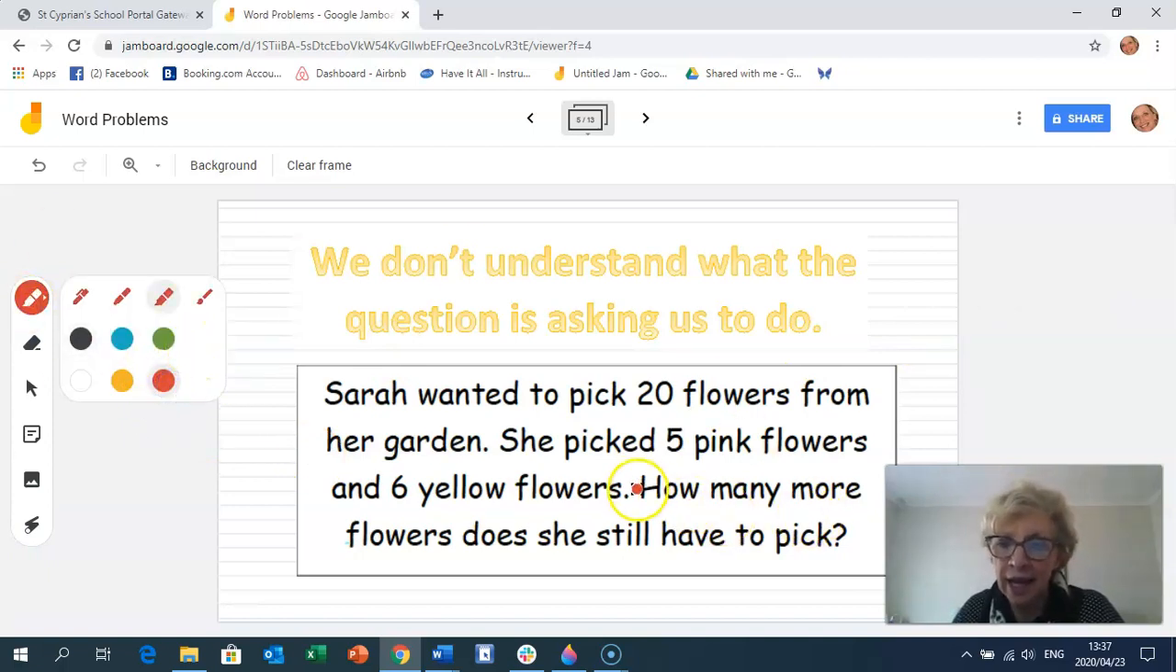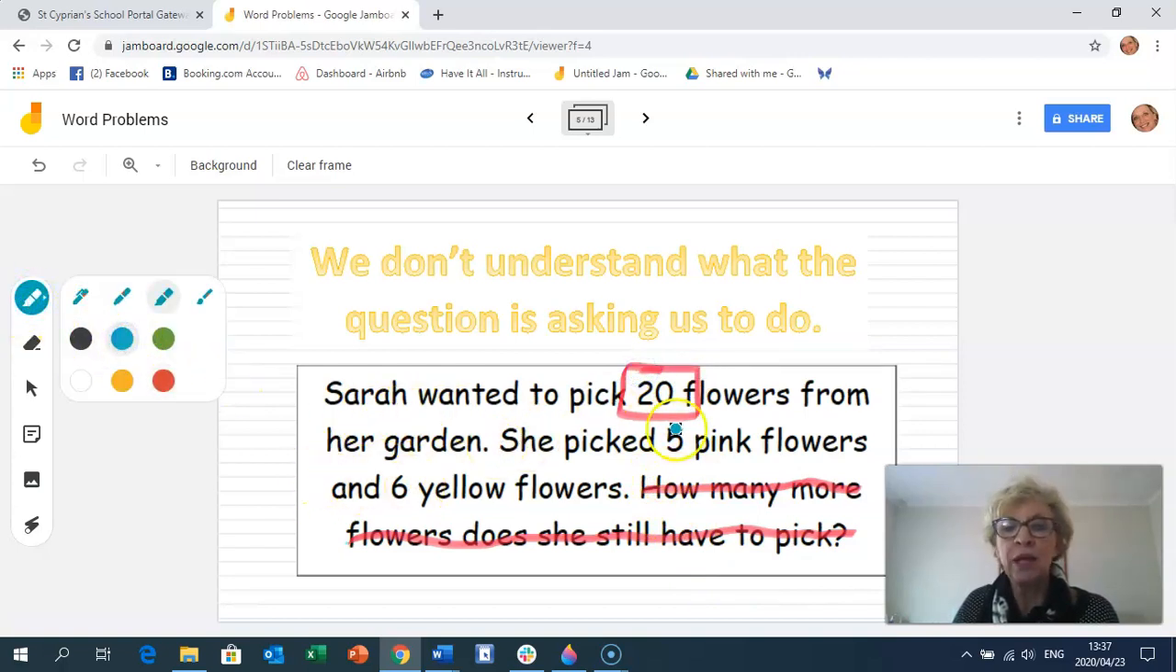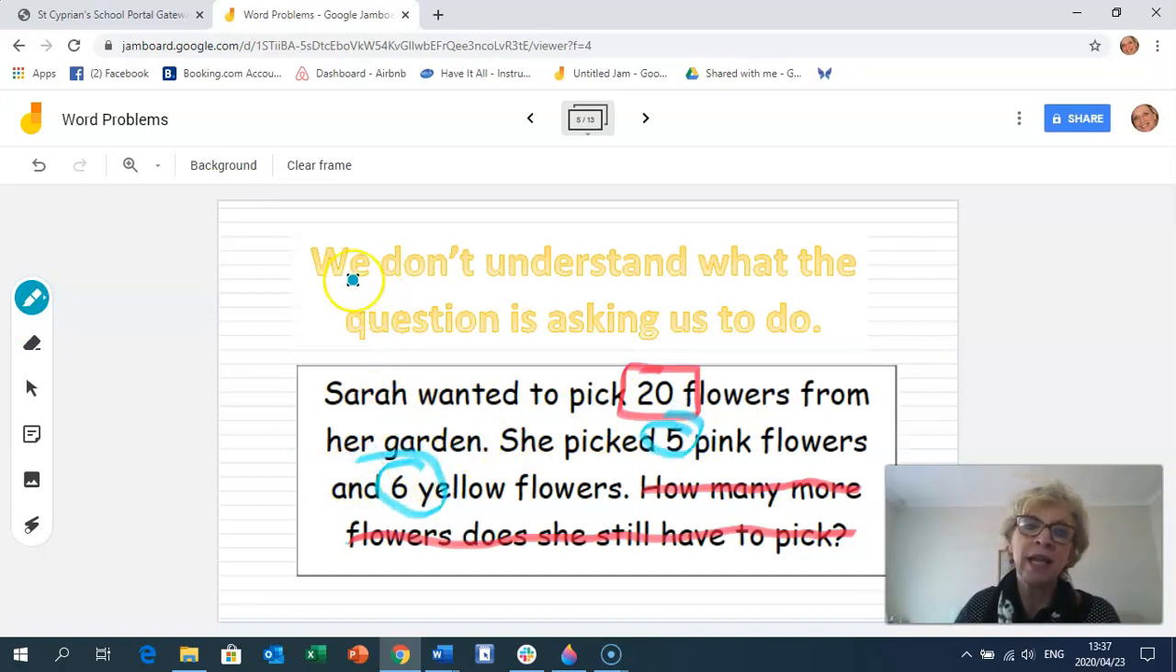Let's highlight the question first. So the question is hugely important. If we don't know the question, we don't know what we have to solve. How many more flowers does she still have to pick? So we know that she wants to pick 20 flowers in total. What has she only picked though? She has only picked 5 pink and 6 yellow. So she has picked 11 altogether. How many more does she still have to pick?